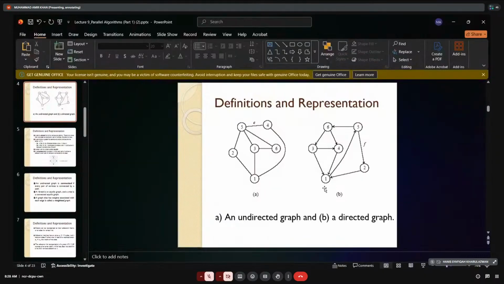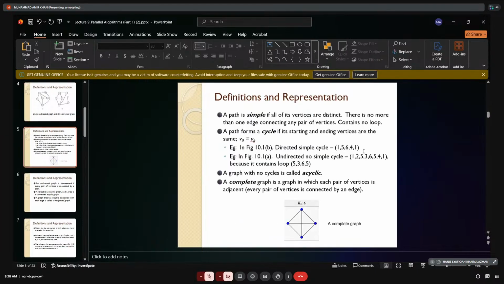Can you understand? And I can go like this: 1, 5, 2, 1. Yes, all we call cycle. The completion from start to end, start to some end, we call cycle. Very simple: 1, 5, 6, 4. Directed, simple cycle. And here, undirected, no simple cycle. There is no simple cycle in an undirected graph because it contains a loop.